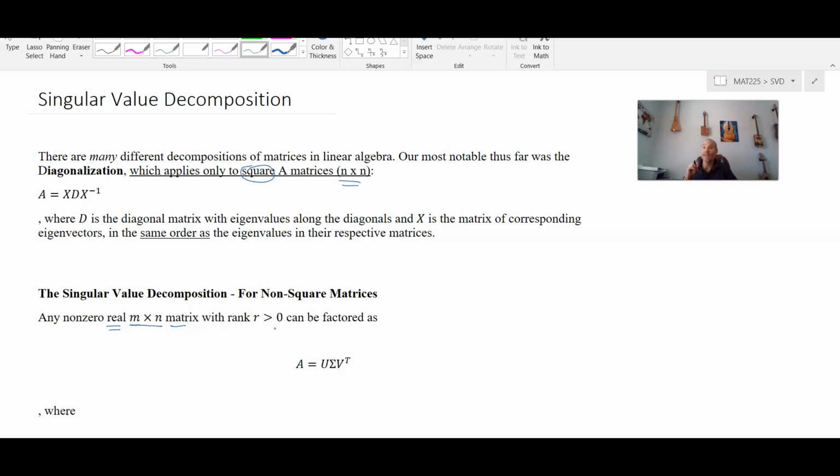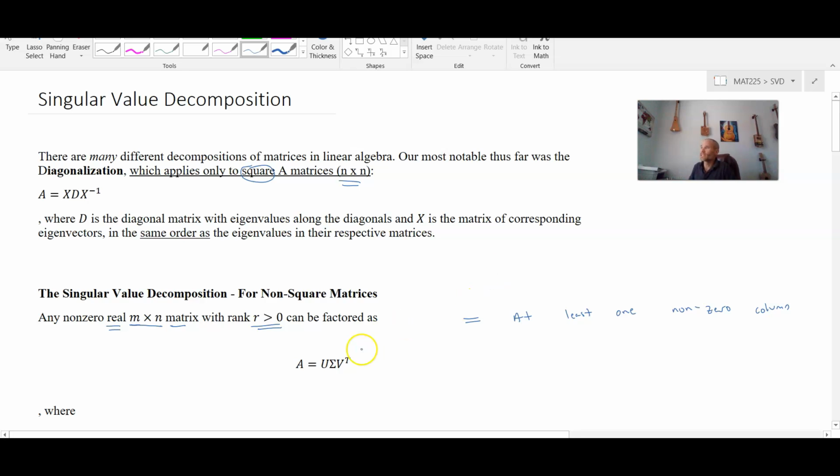So rank means the number of linearly independent columns. So it has at least one non-zero column. As long as it has a 1 in there somewhere, then we could consider that matrix to have rank r greater than 0. If it consists of entirely zero vectors, then a set containing the zero vector is never linearly independent. And moreover, if you have all columns of zeros, then you don't have a basis. You can't span any space whatsoever.